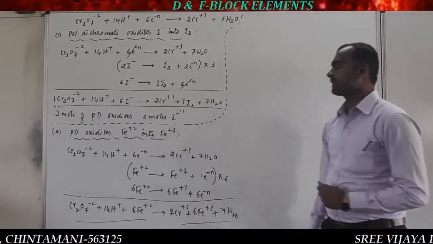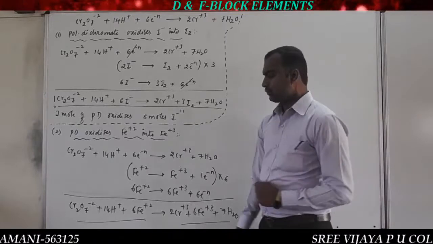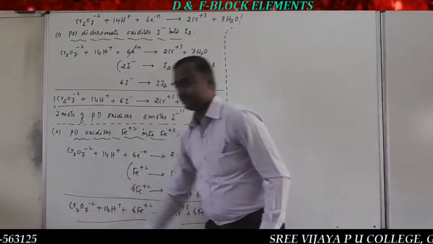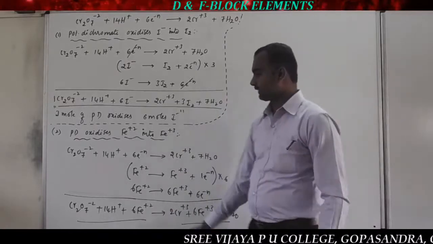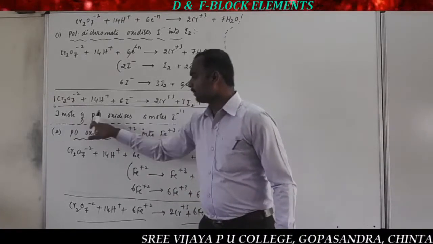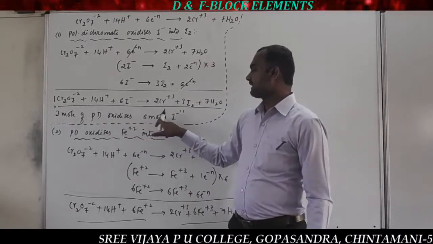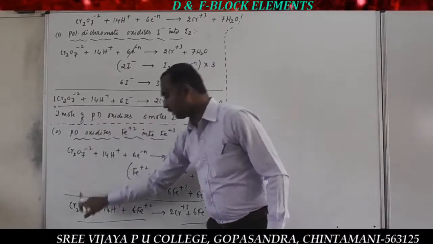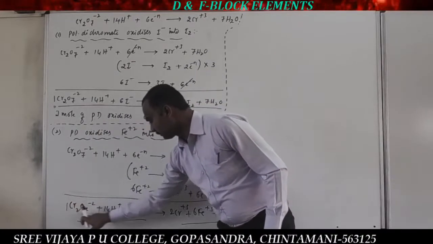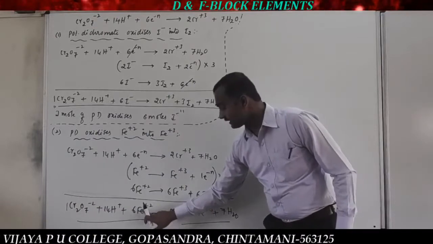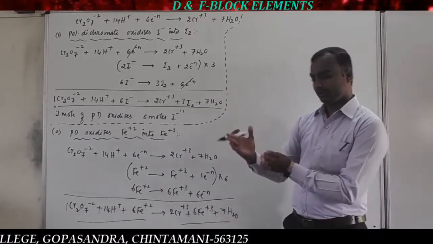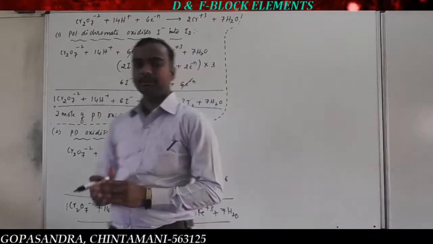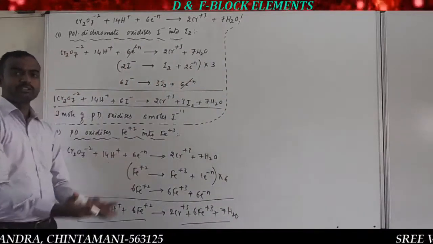So from this we can say, 1 mole of potassium dichromate oxidizes how many moles of ferrous? 6 moles of ferrous. So 1 mole of potassium dichromate oxidizes 6 moles of iron, according to the equation. So 1 mole of potassium dichromate oxidizes 6 moles of the ferrous ion into ferric ion. So that is constant. If you remember it, the next numericals will be easy even when the numbers change.